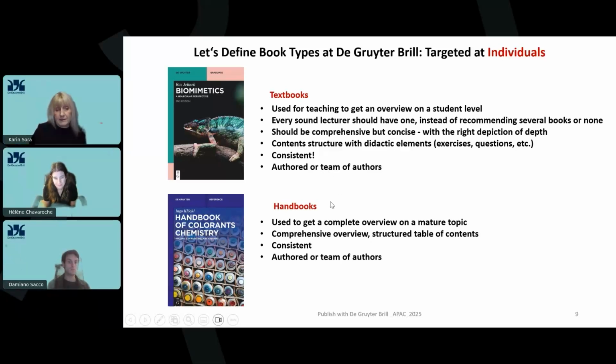Also for individuals are the handbooks. And these are used to give you the complete overview of a mature topic. They should be comprehensive. They should have a structured table of contents, again, consistent, and ideally written by an author or a team of authors.